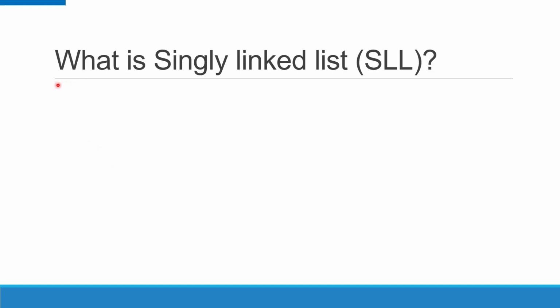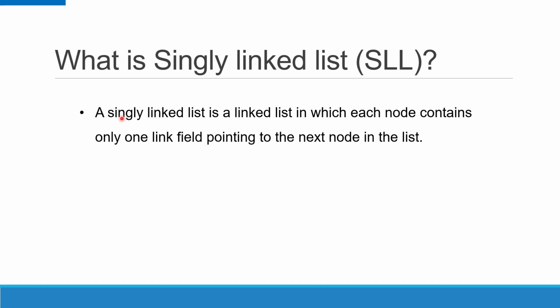We'll start with what is singly linked list now. As the name suggests, singly, it has only one data field and only one address field. So a singly linked list is a linked list in which each node contains only one link field pointing to the next node in the list. So obviously your node contains one data field and one address field.